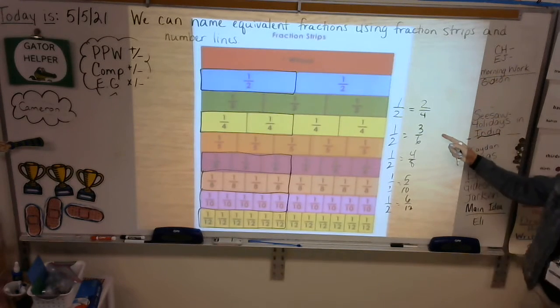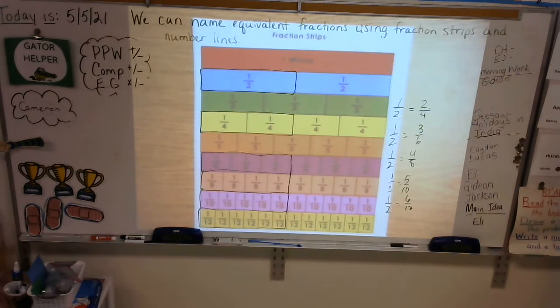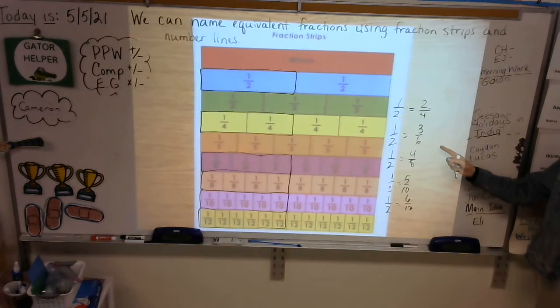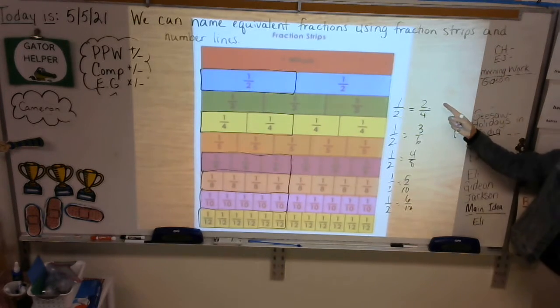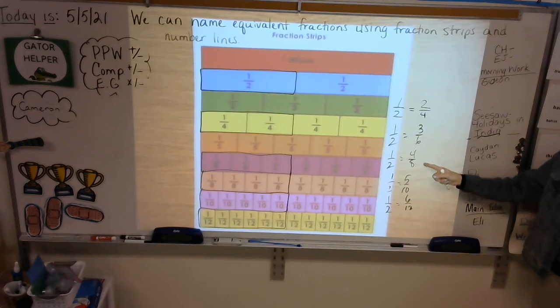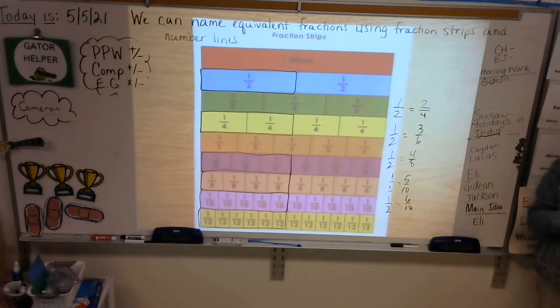And if you look at the pattern here, there's a pattern you might notice between the numerator and the denominator when we're finding fractions that equal 1/2. Does anybody see the pattern? So we have 2/4, 3/6, 4/8, 5/10, 6/12, 1/2. What is that pattern?